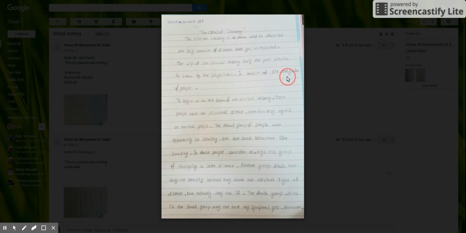It consists of 6 categories of people. Okay, good. I think you generally described the iceberg. You could have done a little bit better explaining that it was an iceberg and it was similar to what happens with sick people in a normal situation.